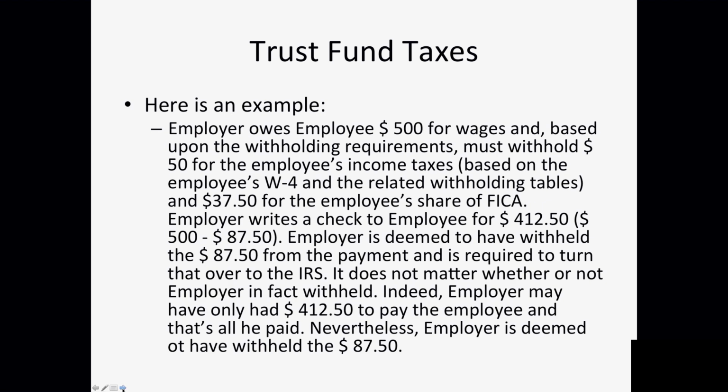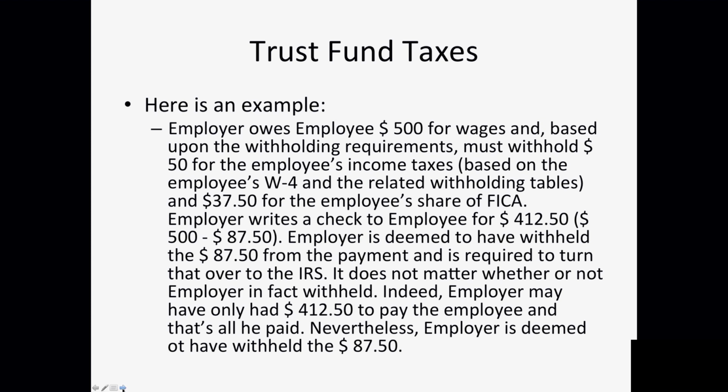This is the example that I was referring to earlier. An employer owes an employee $500 for wages, and based upon the withholding requirements, must withhold $50 for the employee's income taxes based on the employee's W-4 and the related withholding tables, and $37.50 for the employee's share of FICA. Now, I realize that these may not be realistic figures, but this is just a quick and dirty example to illustrate how the trust fund recovery penalty operates.